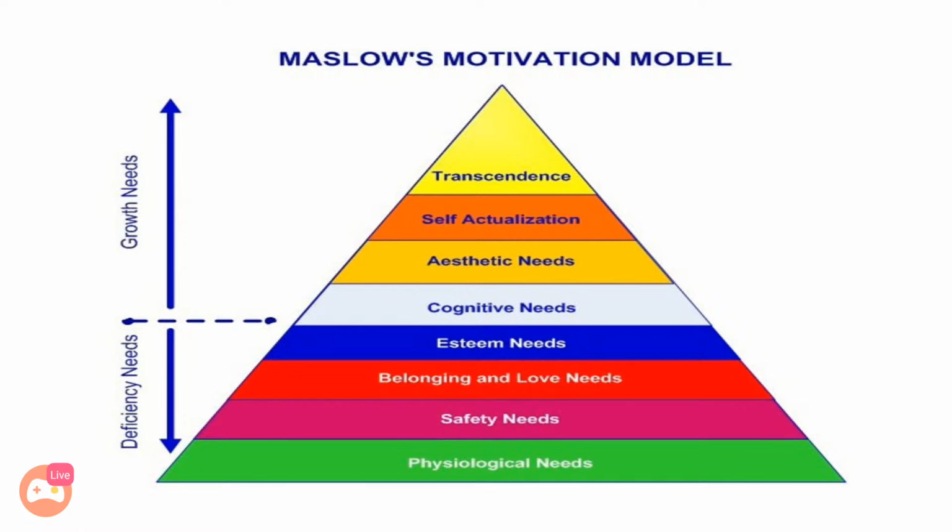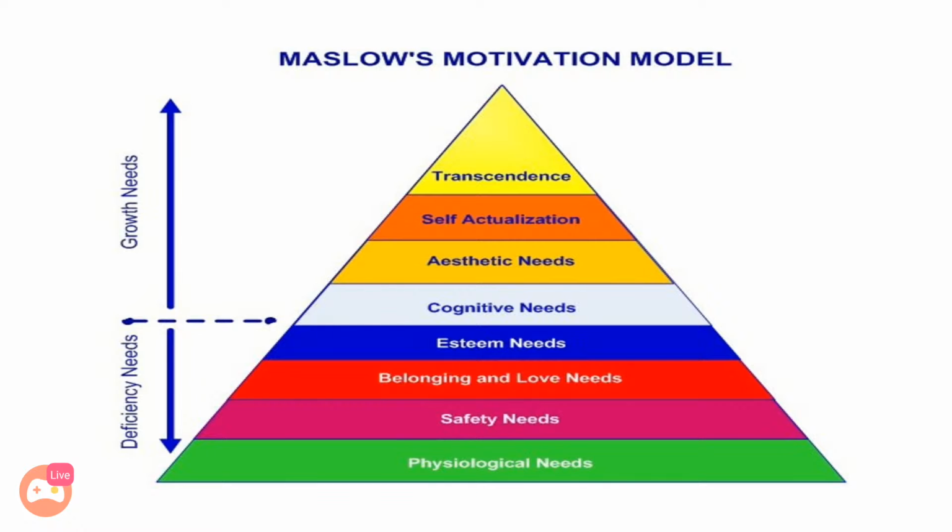If the physiological needs are fulfilled, we can move on to safety needs, and when safety needs are fulfilled, we can move on to belonging and love needs. And if the love needs have been fulfilled, we can go to esteem needs. When esteem needs are fulfilled, we can go to cognitive needs. When cognitive needs are fulfilled, we go to aesthetic needs. When aesthetic needs are partially or completely fulfilled, we go to self-actualization. When self-actualization is realized, then we go to the transcendence need. So this is a motivational model.